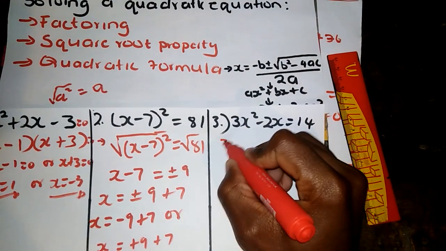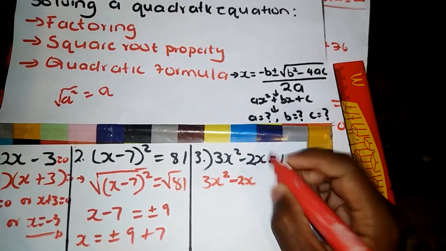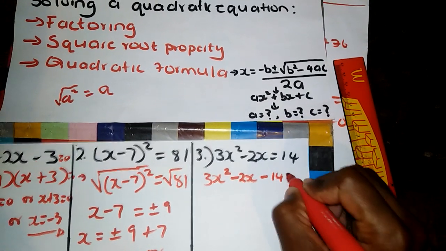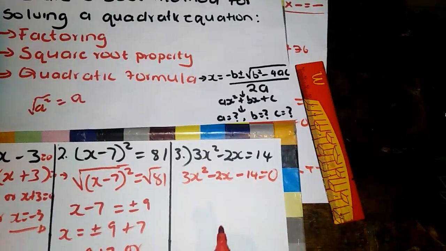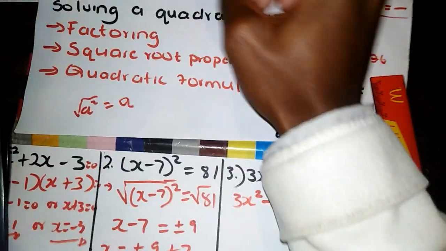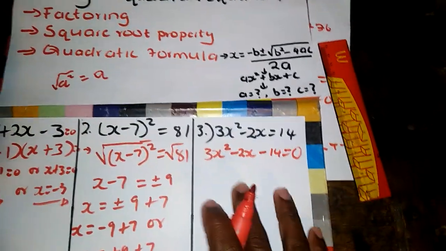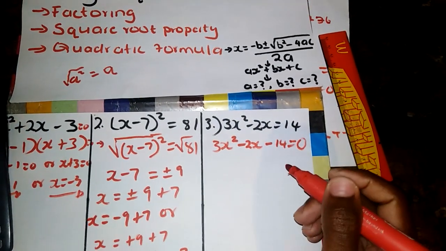So I must first put this one in quadratic equation form, then all is equal to 0. So as you can see now, it's in quadratic equation form. Okay, let's see. So this one, can we factorize this one?